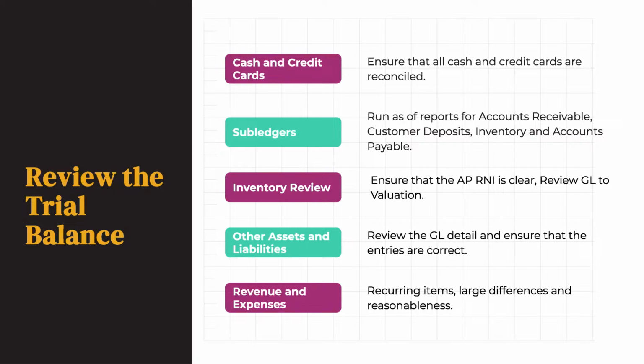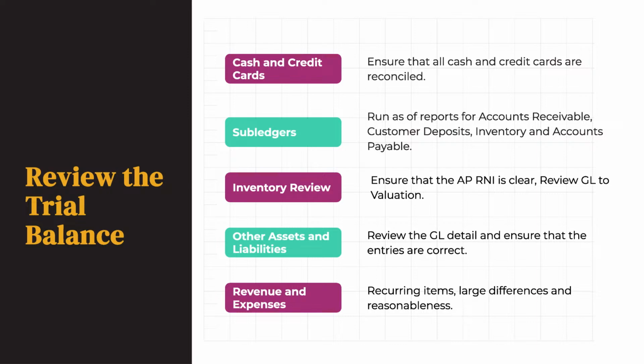And then finally, we're going to review our revenue and expenses, make sure that recurring items are there, like rent, look at any accounts to see any massive changes or swings, and then just basically look for reasonableness.